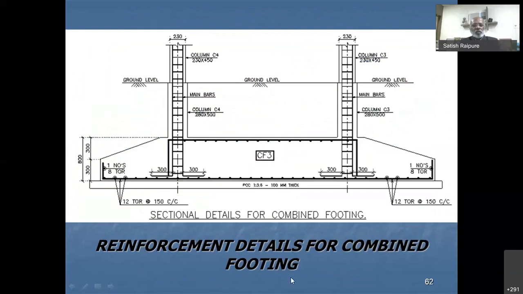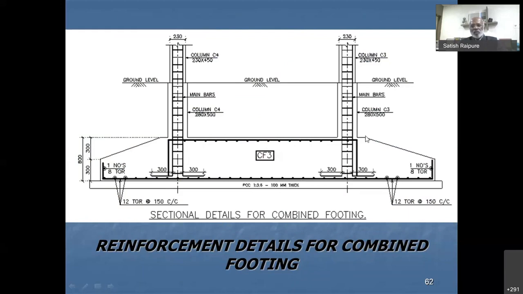This is again reinforcement detail for the combined footing. When the footings of two columns overlap, we need to provide a combined footing for them. And when you analyze such a footing, you will always find that there is a hogging moment at the top, and we will have to provide reinforcement to take care of that hogging bending moment.